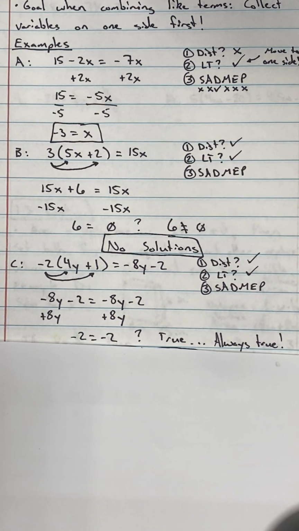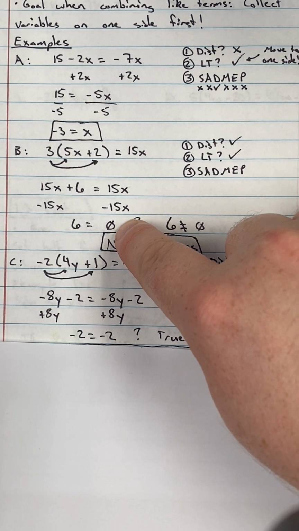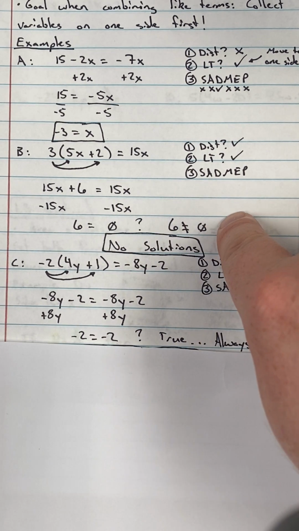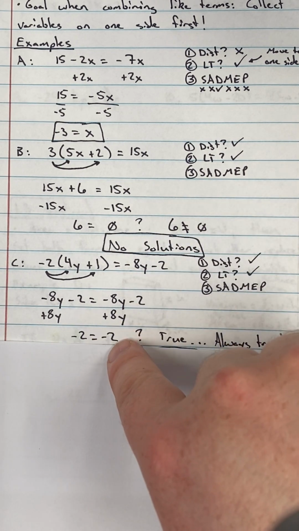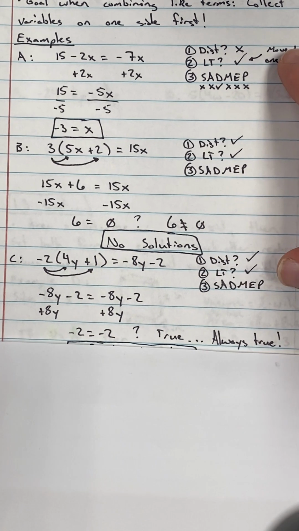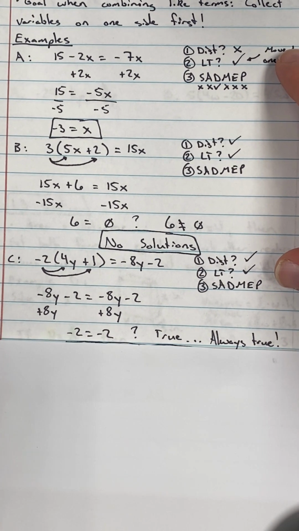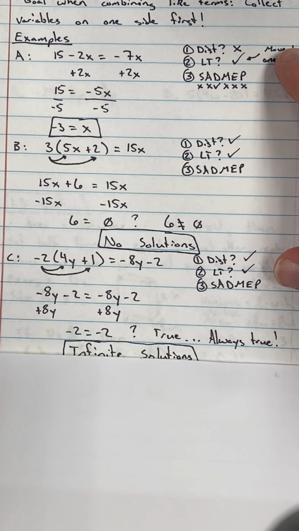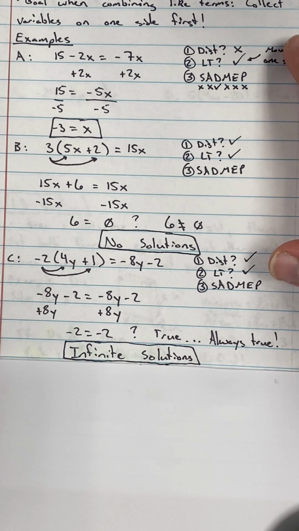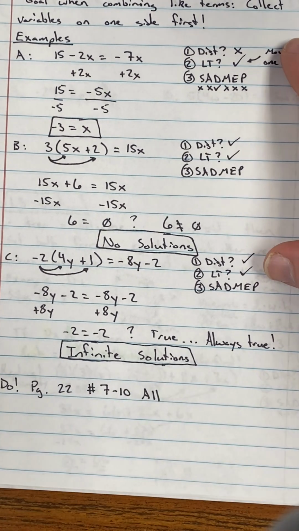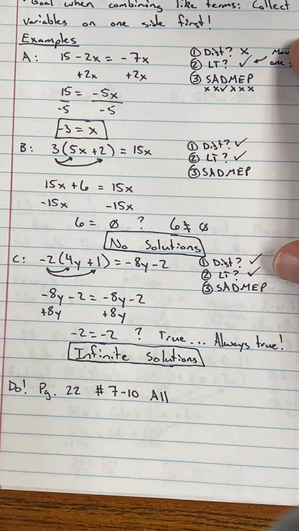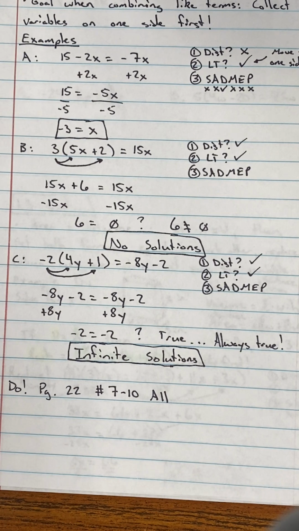Okay, wait, so that's always true. Before, we had a statement that was never true. You're never going to have 6 equal to 0, but negative 2 is always going to be equal to negative 2. So if you get the same number on both sides with no variables, the answer is infinite solutions, okay? All right, so I want you to go ahead and try page 22, 7 through 10 all.